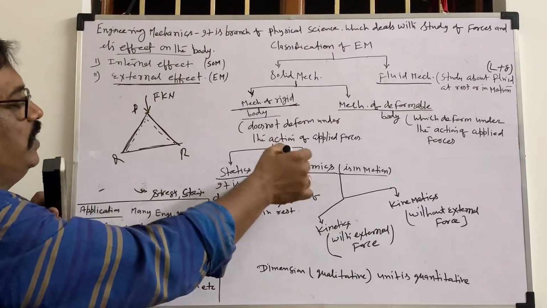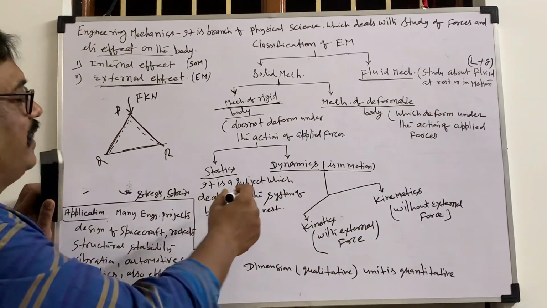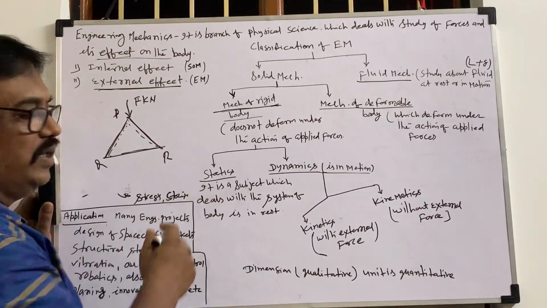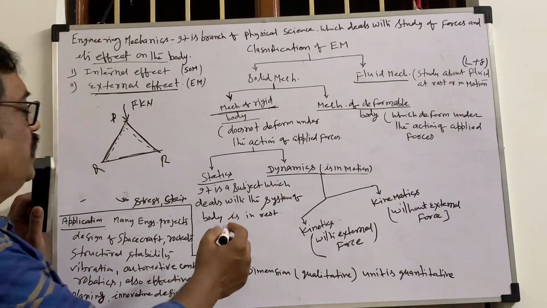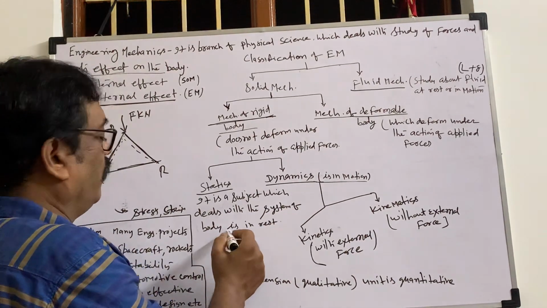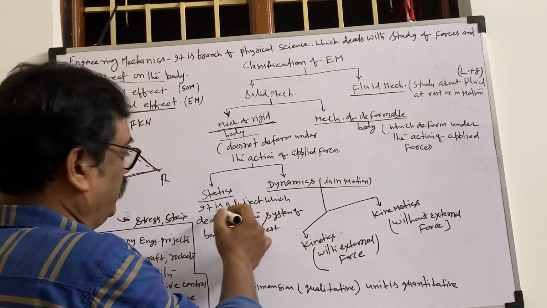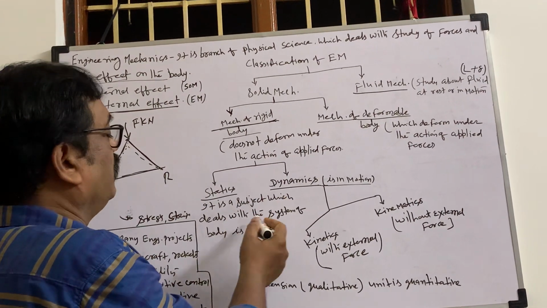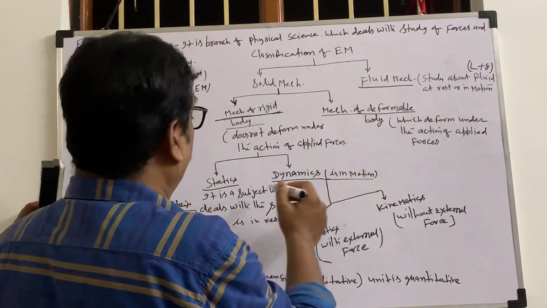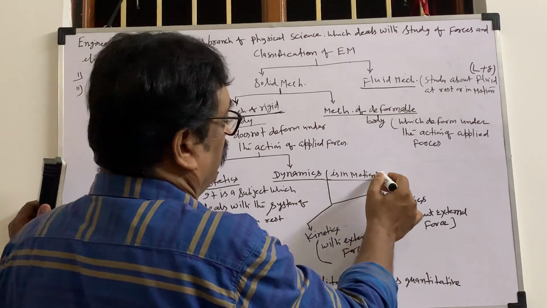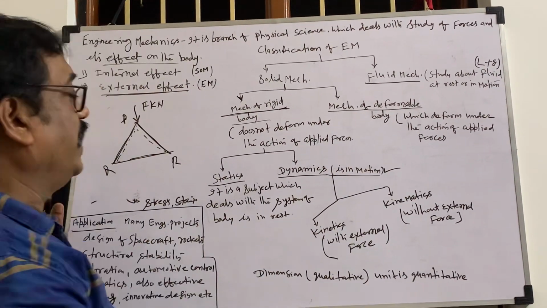Now mechanics of the rigid body has two types: statics and dynamics. So what is the definition of statics? It is the subject which deals with the system of bodies at rest. This is called statics. If you go to dynamics, everything is the same; it is the subject which deals with the system of bodies in motion. It is called dynamics.